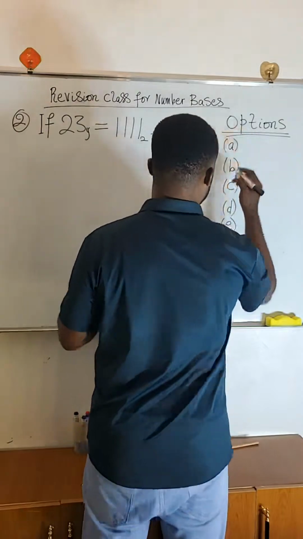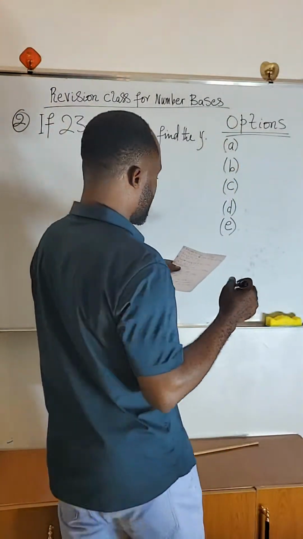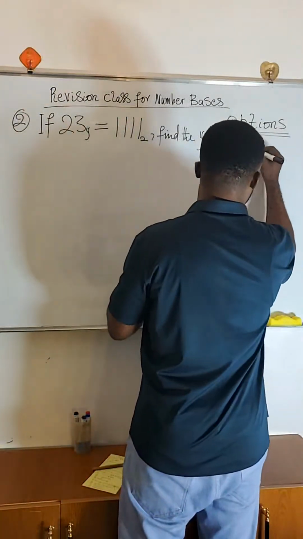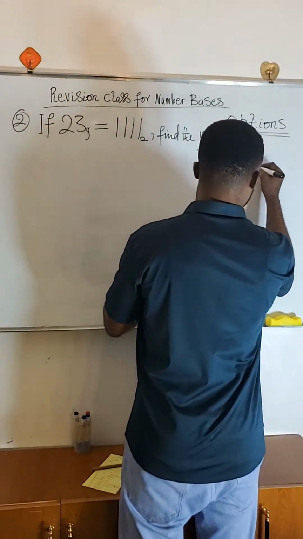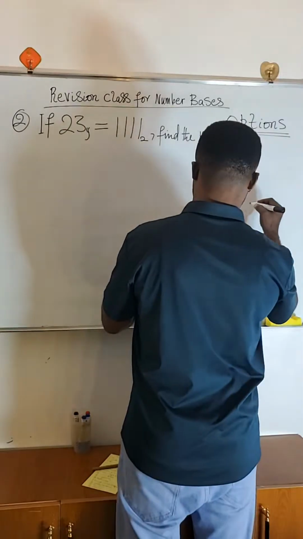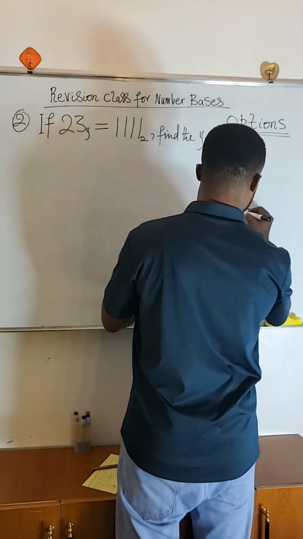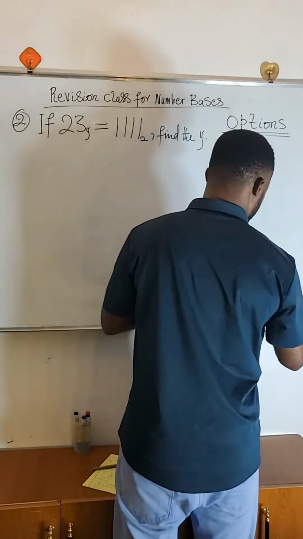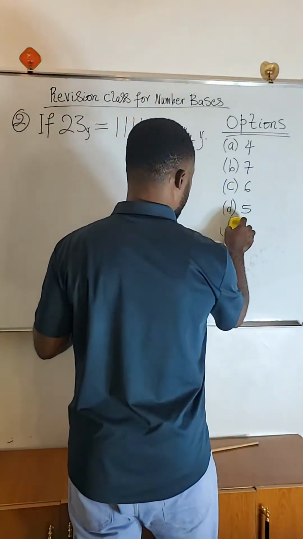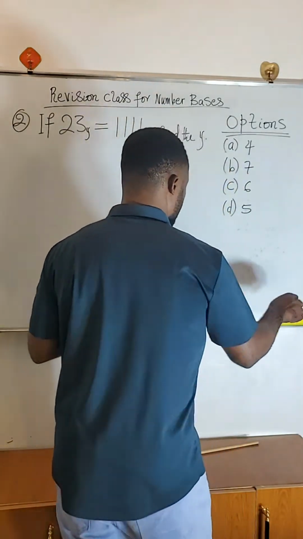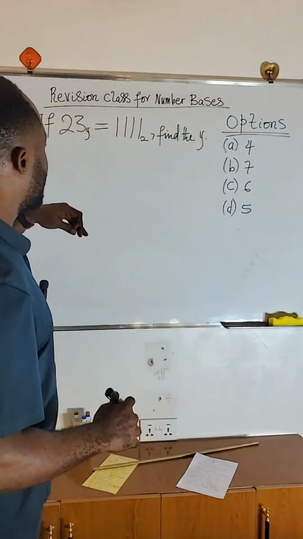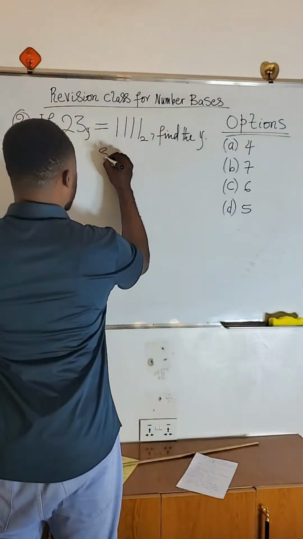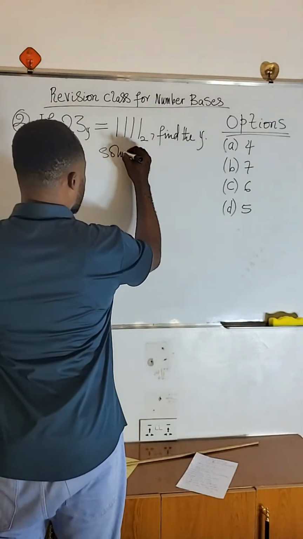Okay. Let's see the options for this. A is 4. B is 7, 6, and then 5. This one has no option E. Okay. So let's solve this to see which option is correct.